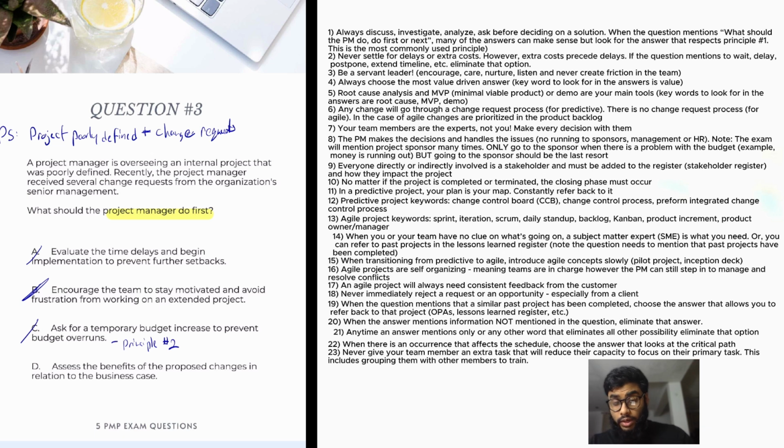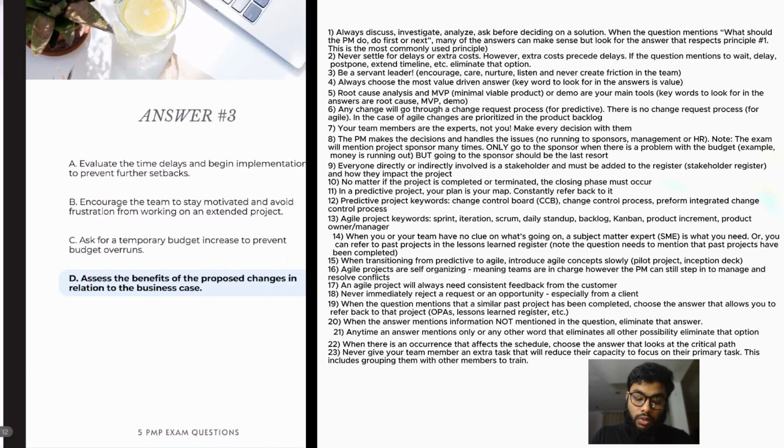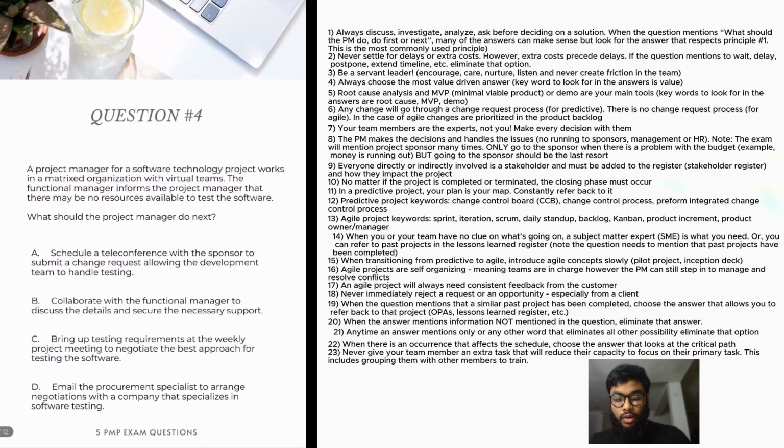Assess the benefits. I love the word assess. The benefits of the proposed changes in relation to the business case. I love this answer. The business case will tell us what we're after. It will give us the benefits of the project, the purpose of it, the objectives. So we'll be able to know, to a greater degree, what the project is about. The project will become more defined in that way. We're assessing the benefits of those changes in relation to what was defined in the project. Okay, this is going to be the answer. I'm going to go with D. D is the answer.